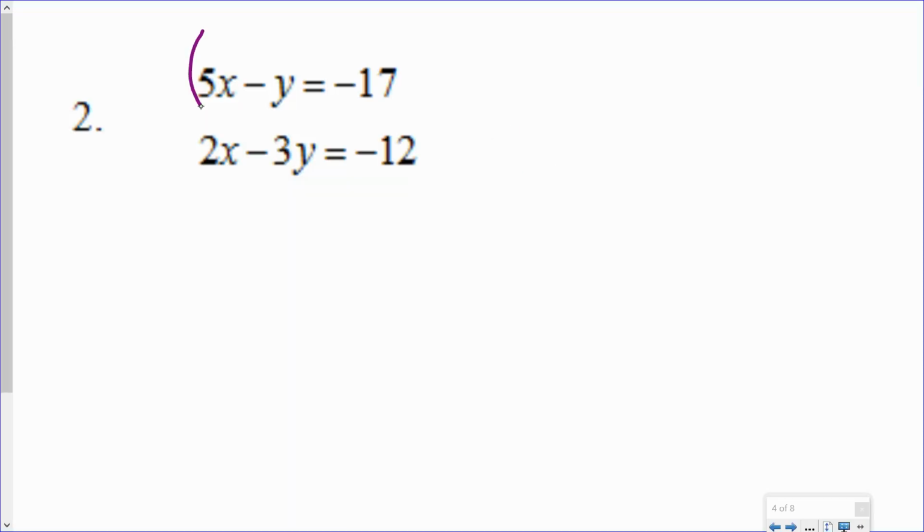I want to get one of my variables to cancel. I need to choose a variable. There's no wrong answer. I can choose X, I can choose Y. It will be a different procedure, but I will still get the correct answer at the end. I'm going to choose the Y's.